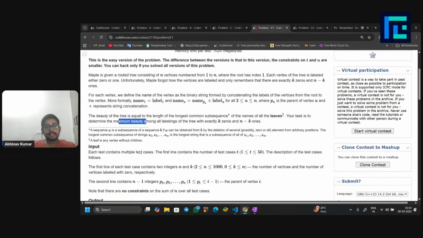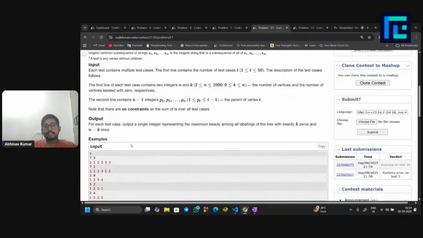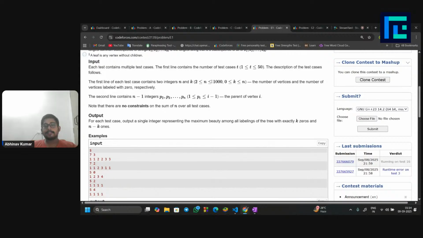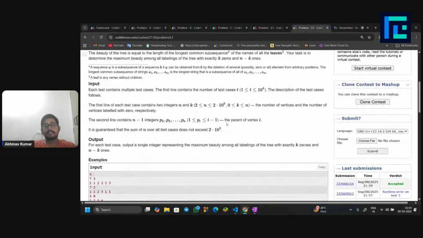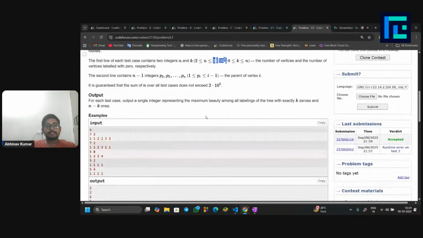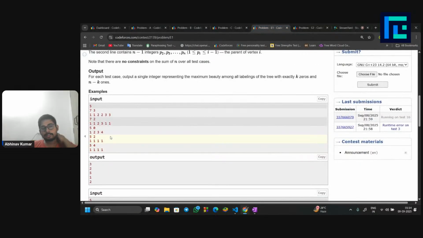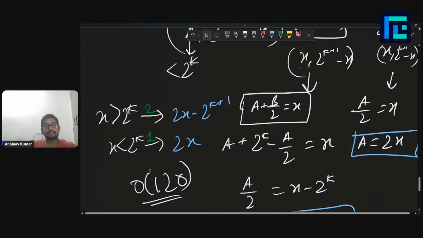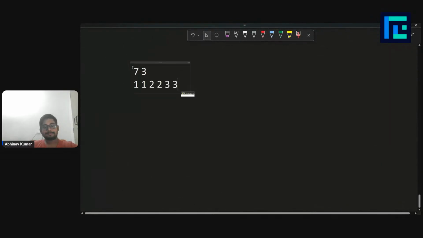The constraint in the easier version is that n is up to 1000. In the harder version, n is up to 2 times 10 to the power 5. No issues, we'll look at both versions. Let's understand with one sample test case.